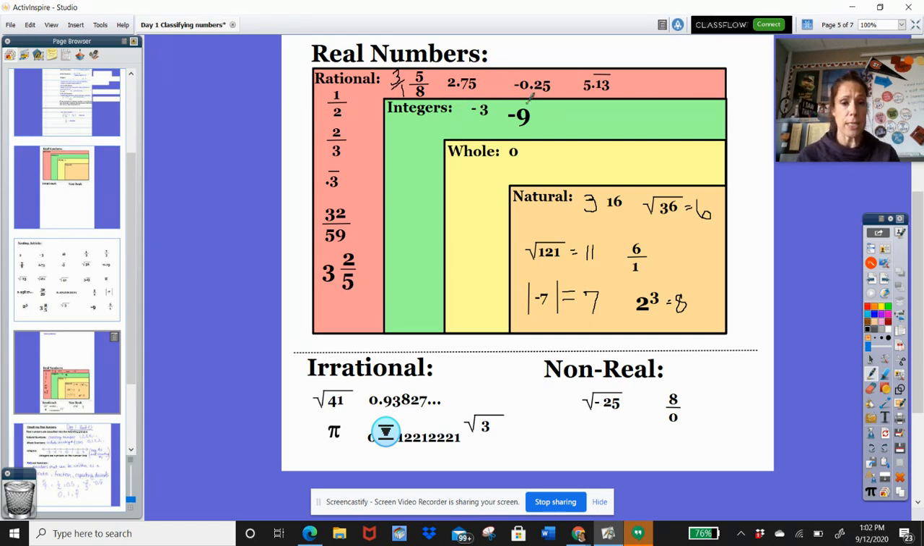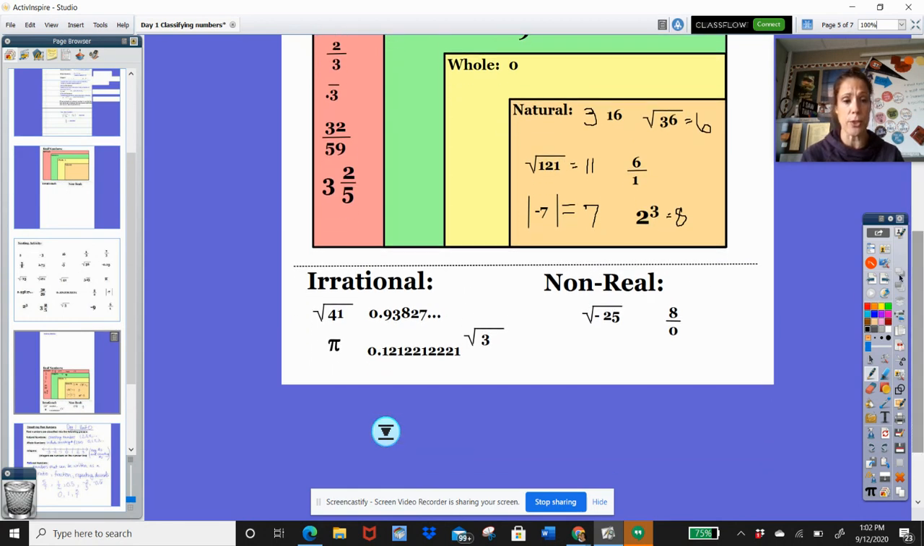Integers would be -3 and -9. Those are the only negatives. We do have some positive integers, we just don't have to write them again. 0 is going to be all by itself, but remember 0 is also an integer, is also rational. And then we're going to come down to the natural numbers. These are all of our whole numbers. Now, if you wrote them all in here, that's fine, because like 16 would be here. 16 is also whole, 16 is also an integer, 16 is also rational. And then you can simplify all of your radicals too.